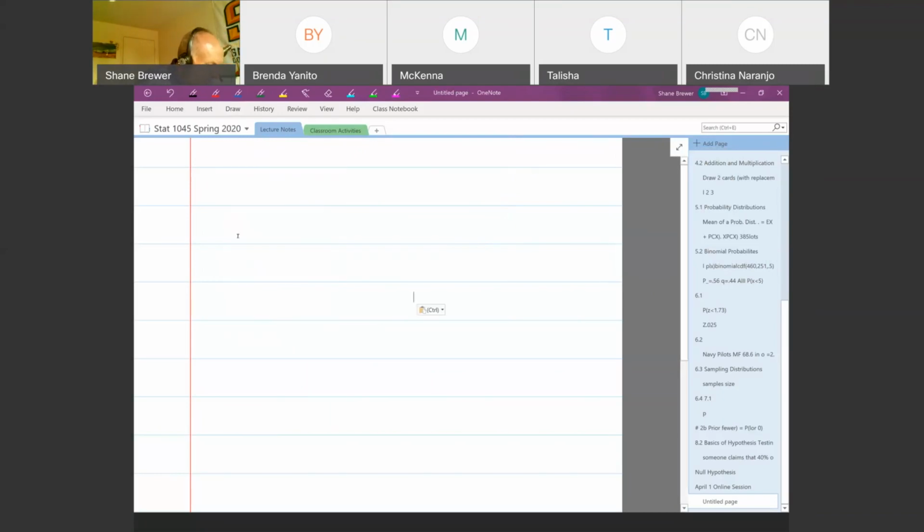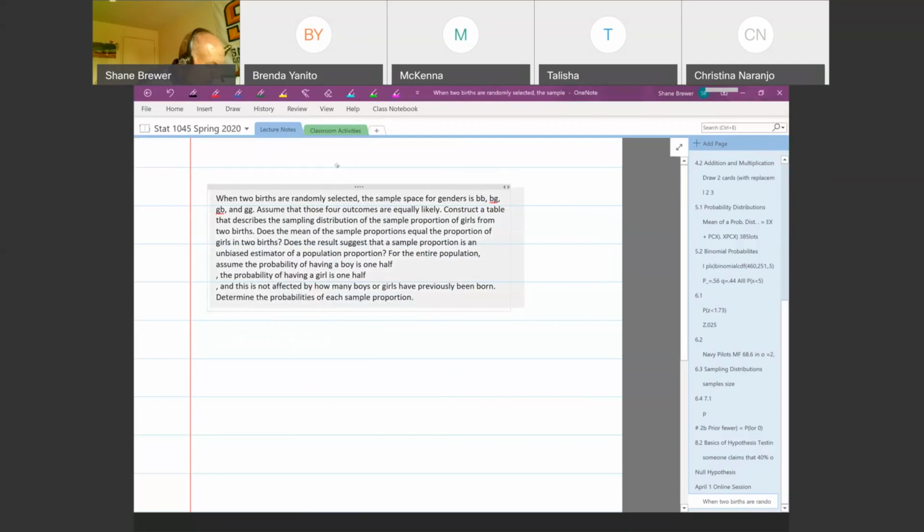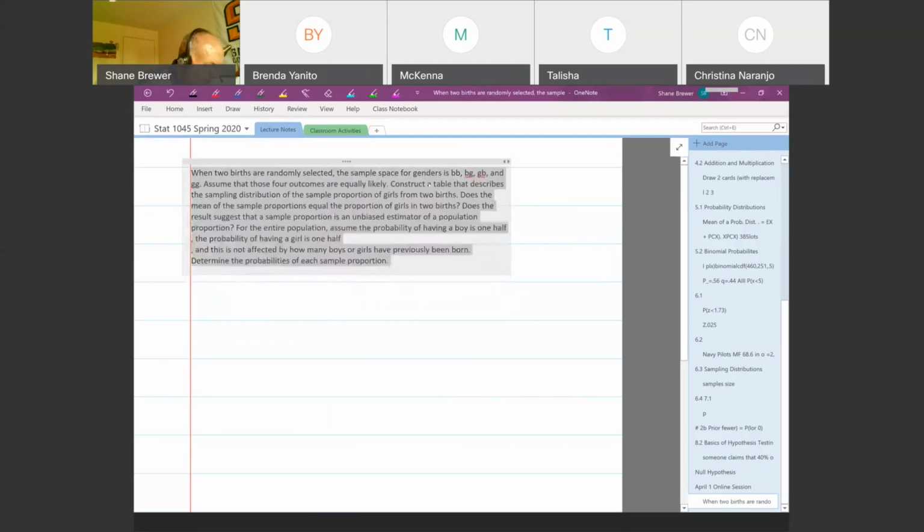All right, so here's another question. When 2 births are randomly selected, the sample space is boy-boy, boy-girl, girl-boy, and girl-girl. Those are the things that can happen when you have 2 births. Assume that those 4 outcomes are equally likely. Construct a table that describes the sampling distribution of the sample proportion of girls from 2 births. Right? So the sample proportion of girls.